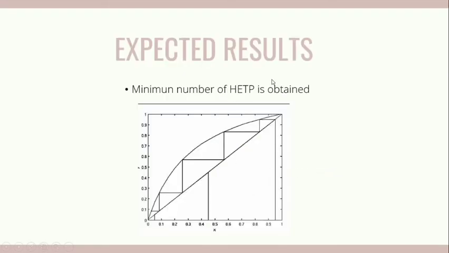So the expected result that we should gain from this experiment is we must get the minimum number of theoretical trays. This is because this is the total reflux experiment. So when it's in total reflux, we must obtain the minimum number of theoretical trays. So when we plot the graph, we can see that the graph will become like this, and the stages touch the curve and also the 45-degree line. So I think that's all for me.